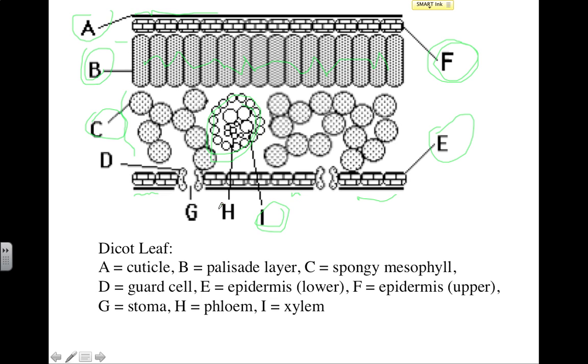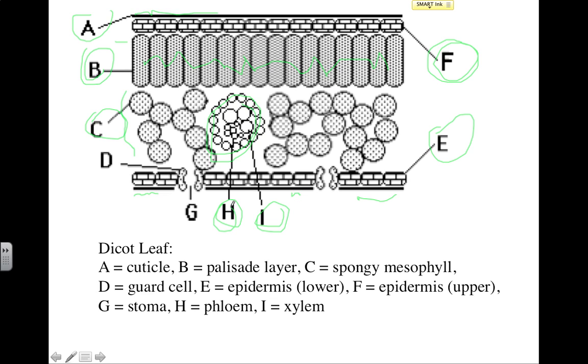And the smaller tubes, H, are going to be the phloem. The phloem is going to transport the sugars down from the leaf, down through the stem, and usually those sugars are stored in the roots. Sometimes they can be stored in fruits or other structures, but the most common place for sugars to be stored would be in those roots.